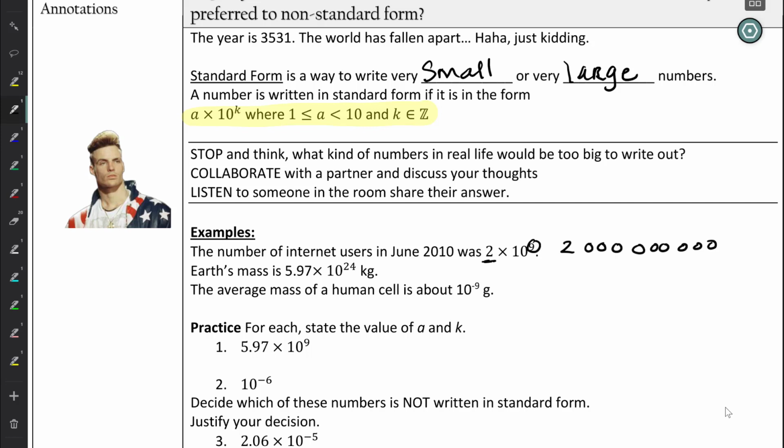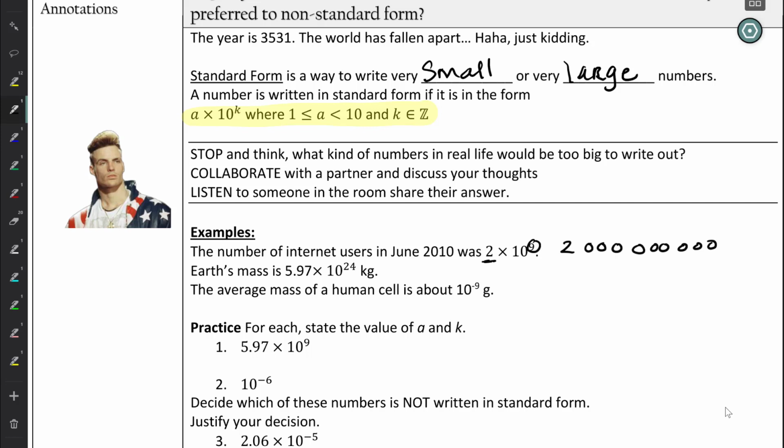Okay, the Earth's mass is 5.97 times 10 to the 24 kilograms. I don't want to write out 24 zeros, right? That would be ridiculous. So we don't want to do that. Let's go ahead and think about keeping that in standard form then.